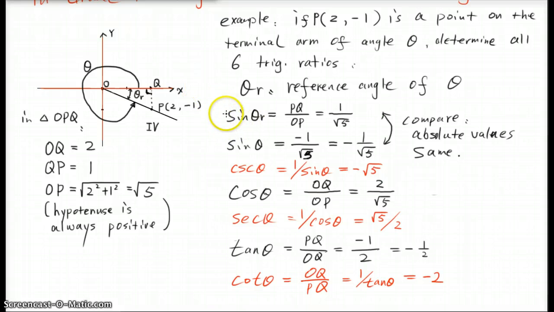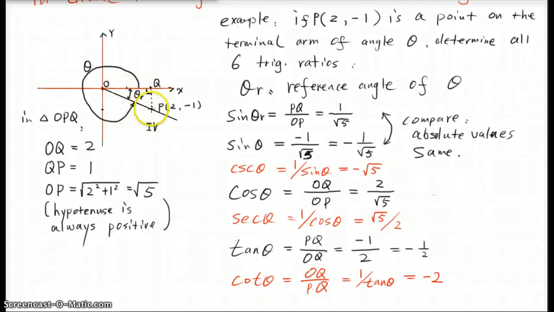For example, I'll give one example. If you look at sine theta r, the reference angle, it should equal the opposite side PQ over the hypotenuse OP. So PQ over OP is 1 over the square root of 5, and we found OP here using the Pythagorean theorem to be square root 5, and it's positive. But now to find the ratio for the original angle theta, not the reference, we still look at this triangle.